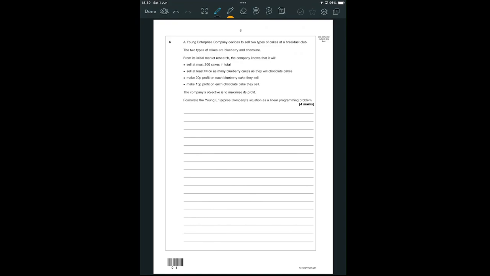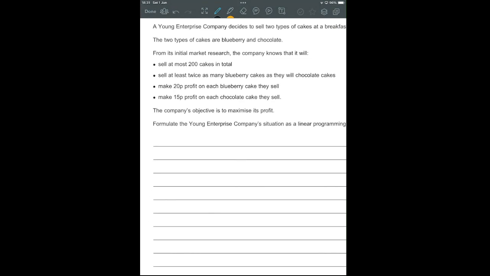We now have our linear programming question. We're selling two types of cakes, blueberry and chocolate, and there's some conditions. We wish to maximize the profit. So the first thing we need to do is introduce some variables.